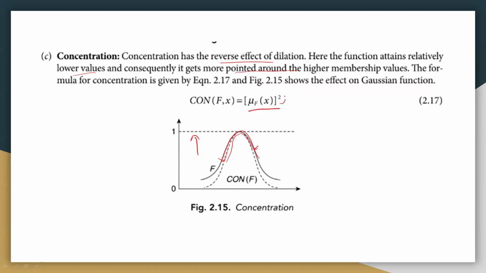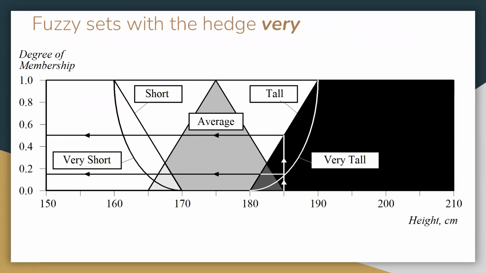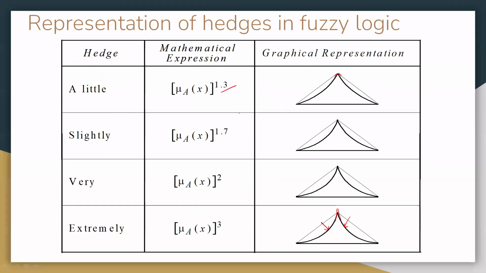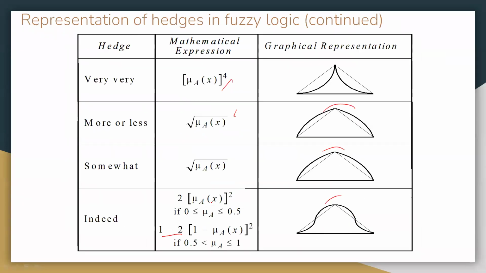Concentration can be done by raising the membership function to a power. It can be squared or cubed or something like that. That is what I showed over here. You can see all these are concentrations, showing slightly, very, extremely. So as the power increases, this is known as concentration. But if you do not know the exact thing, you can actually get relatively higher values by looking at the square roots or something like that.